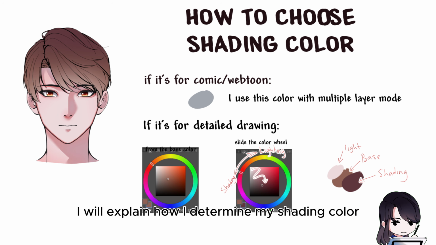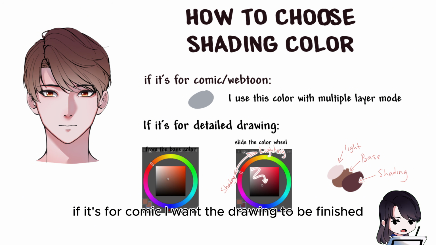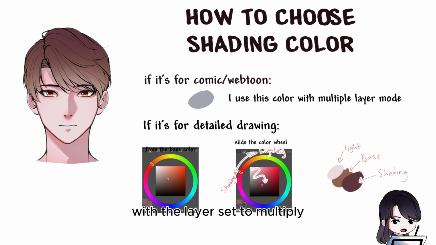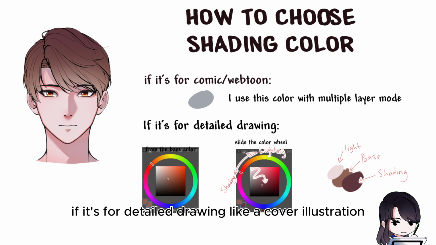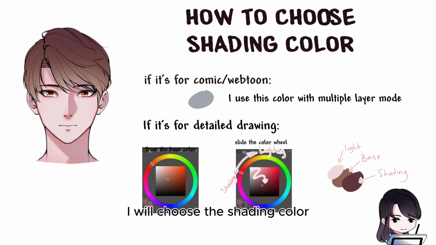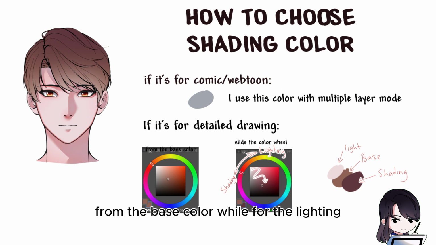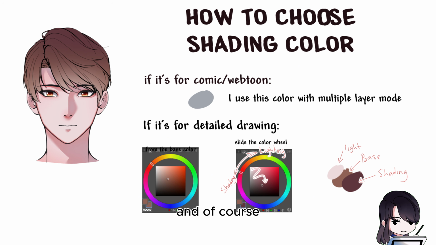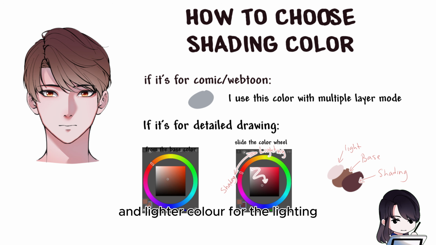Before that, I will explain how I determine my shading color. If it's for comic, I want the drawing to be finished quickly, so the shading color I choose is bluish gray with the layer set to multiply. However, if it's for detailed drawing like a cover illustration, I will choose the shading color by shifting to the left of the color wheel from the base color, while for the lighting, I shift to the right of the base color. It can be said that I change the hue value of the color. And of course, I will choose the darker color for the shading and lighter color for the lighting.